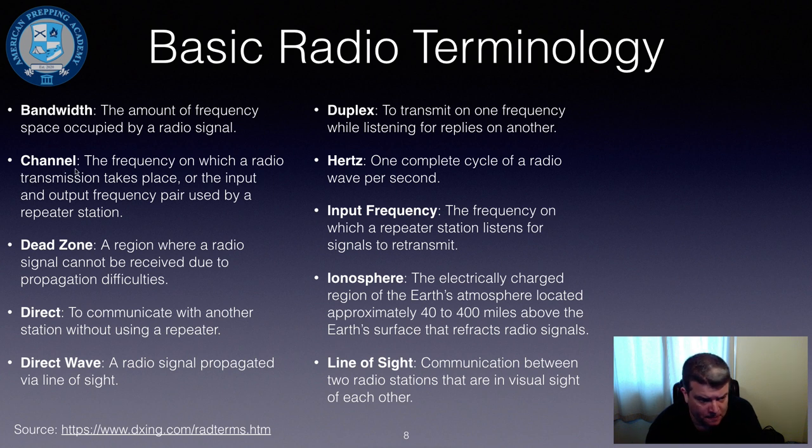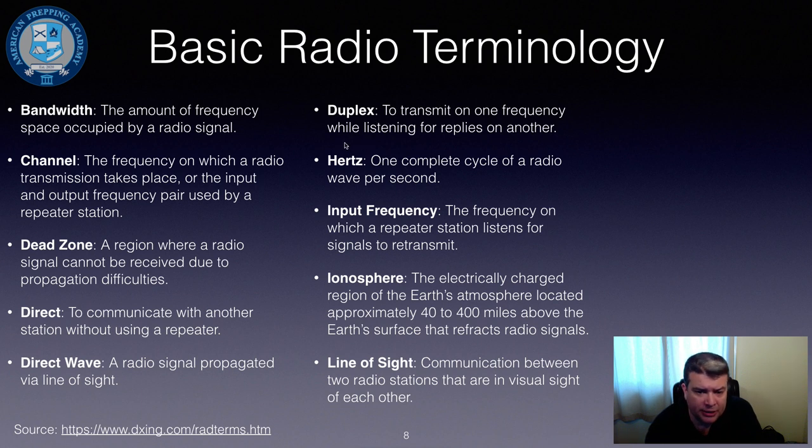Okay, channel: the frequency on which radio transmission takes place, or the input and output frequency pair used by a repeater station. And we'll talk a little bit more about repeaters as well. Dead zone is a region where a radio signal cannot be received due to propagation difficulties. Direct is to communicate with another station without using a repeater. And direct communication, or as we'll see in a second, simplex communication, is probably what most preppers are going to be using. Then we've got direct wave, which is a radio signal propagated via line of sight. That is also the way in which most preppers are going to use radios.